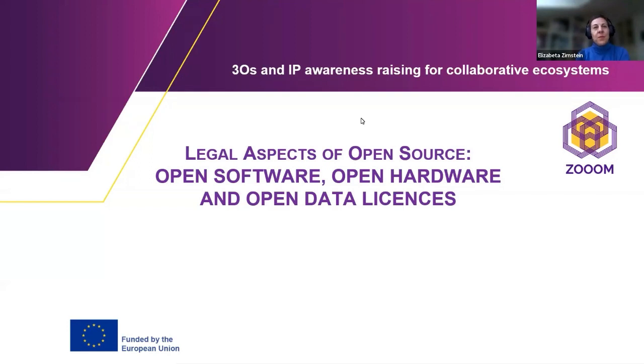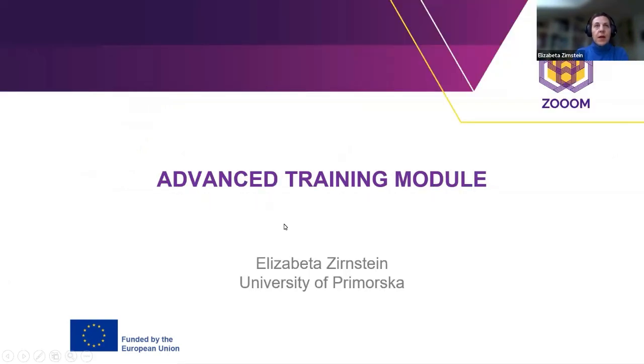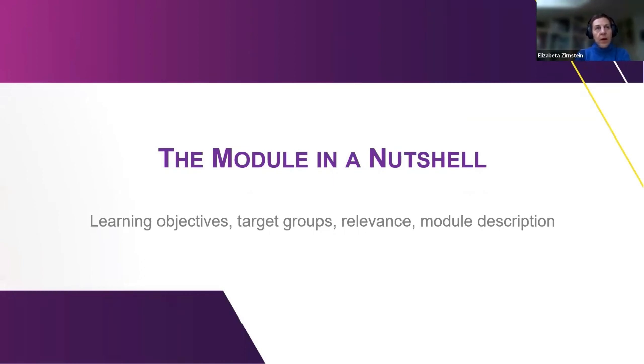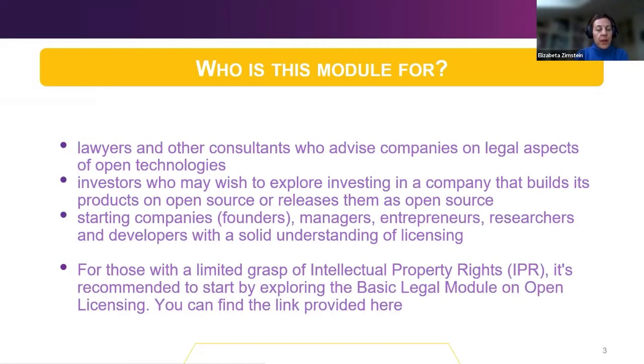Hello, everyone. Welcome to the advanced training module on legal aspects of open source, in which we are going to explore open software, open hardware, and open data licenses. Open source projects typically use licenses that ensure that software, hardware, or data remains open. There are various types of open source licenses, which we are going to explore in detail in this module.